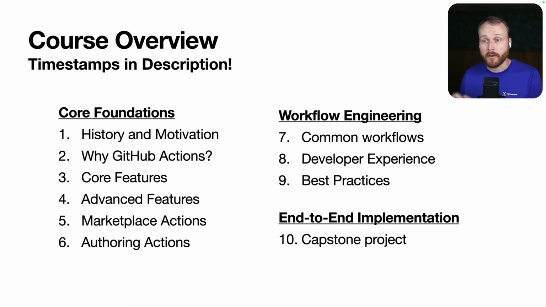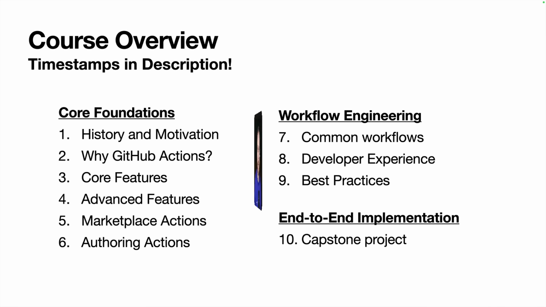We'll then move on to how to engineer workflows that are going to meet the needs of your organization by examining some of the common workflow types, how to improve the developer experience when working with GitHub Actions, as well as best practices that you can apply to your teams and organizations to make your experience as good as possible. Finally, we're going to tie all of this together in an end-to-end Capstone project where we'll implement 6 different workflows that include testing, building, deploying a microservice-based application, all using GitHub Actions. And now, with those logistics out of the way, we can go ahead and dive right into the course.